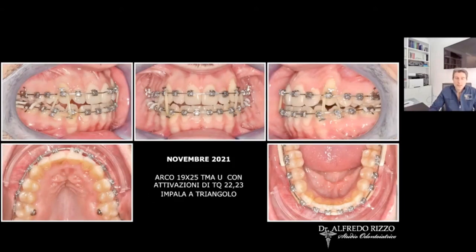In November 2021, I switched to the TMA arch wire 19/25 in the upper with the activation in the area of 2.2 and 2.3. I add negative torque on 2.2 and positive torque on 2.3. Because the root of 2.2 is still located palatally, I make a bend for a negative torque in the area of 2.2.